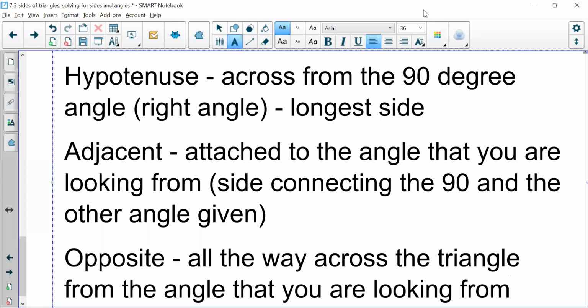Okay, so the hypotenuse will be across from the 90-degree angle. It's always the longest side in a right triangle. The adjacent, you can think about it like attached. It's attached to the angle that you're working with or the angle you're looking from. It will always have the 90-degree angle and the other angle, the little angle symbol. That's the line that connects the 90 with the angle symbol. And then the opposite side is the one all the way across from the angle that you're working with. It will not be attached to it or touching it in any way. Any questions about that?